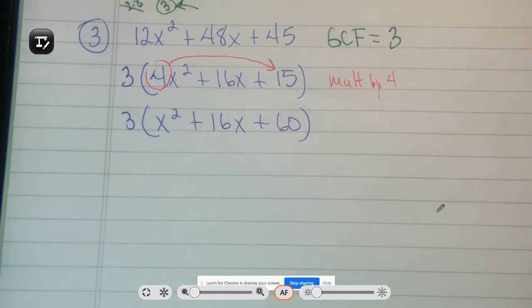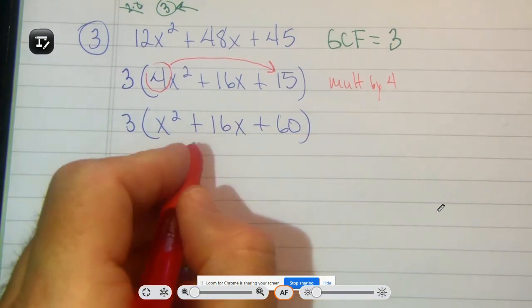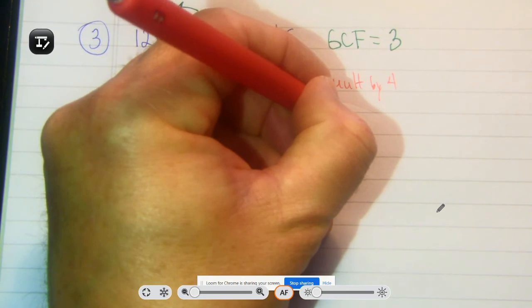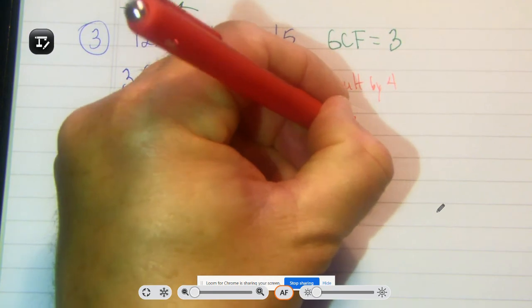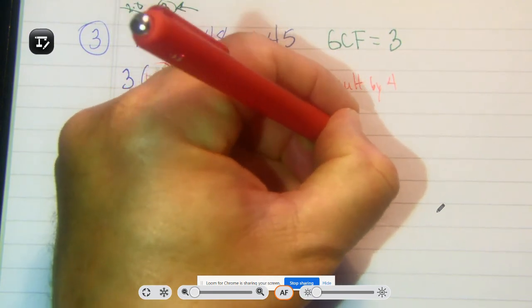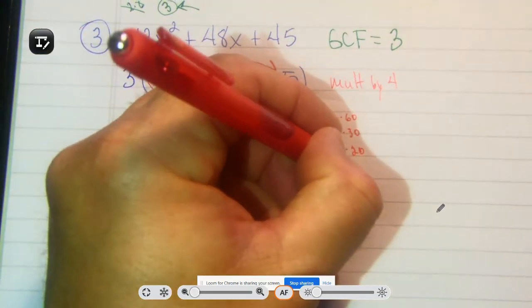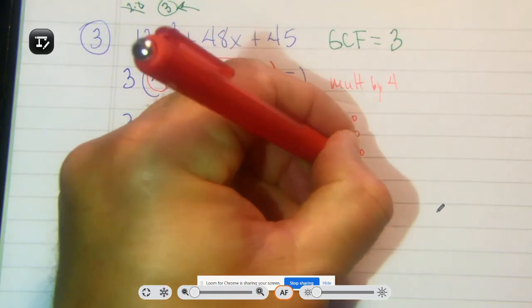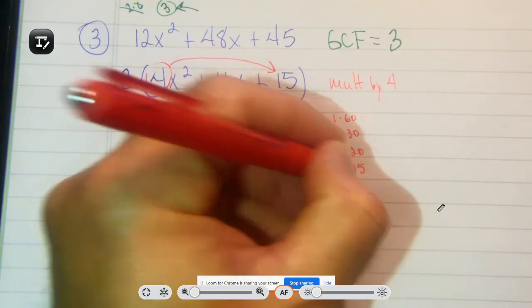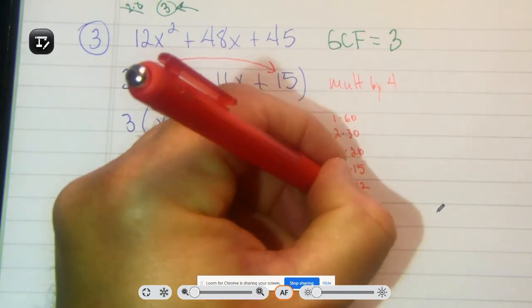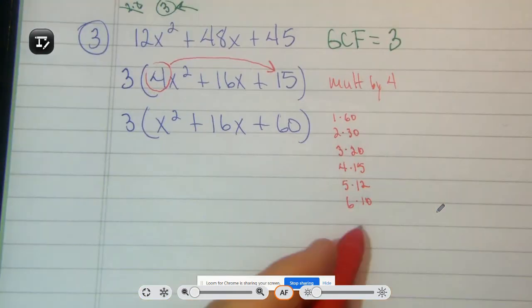Now remember, I'm looking for two things that multiply to be 60 but add to be 16. So let's think about some factors here. First of all, 1 times 60, or 2 times 30, or 3 times 20. We also know that 60 will divide by 4, so it's 4 times 15. And 60 also will divide by 5. It's 5 times 12, and then 6. Gosh, there's a lot of these, aren't there? 6 times 10. 7 won't divide 60.